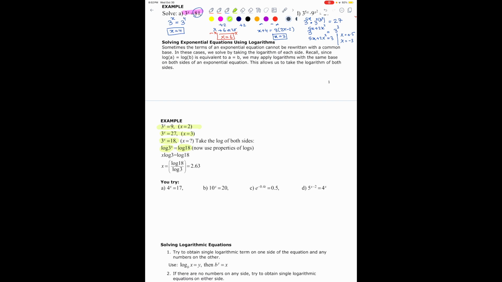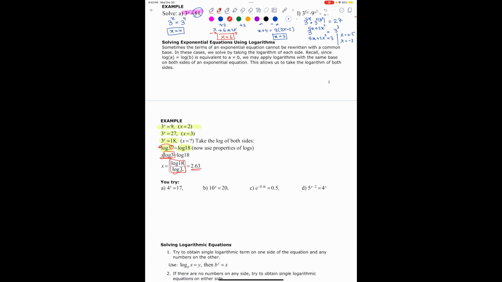However, both should lead to the same answer. So when we do that, we know that the logarithm is going to bring the power down. That is exactly what happened here, equals log 18. Now, log 3 is a number, so we're going to divide both sides by that number in order to solve for x. And that is exactly what we get here. You can plug this into the calculator and find out the answer, which is going to be 2.63.